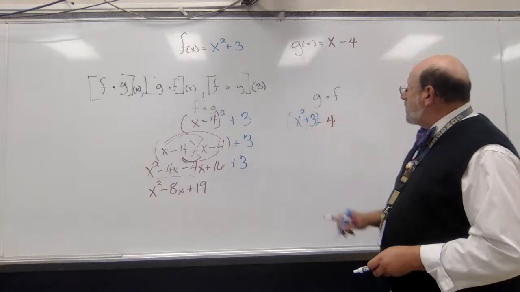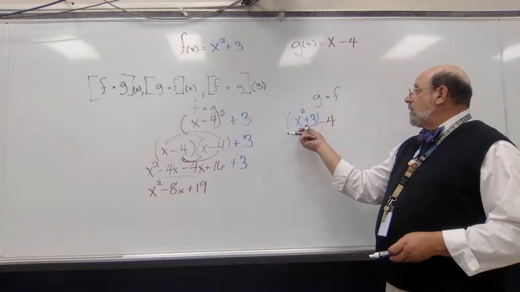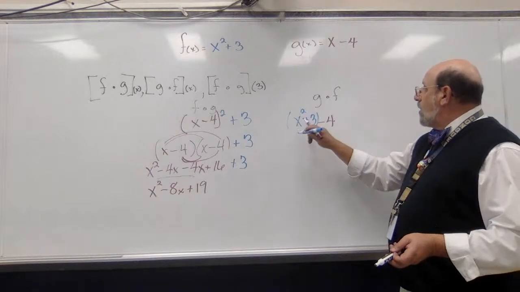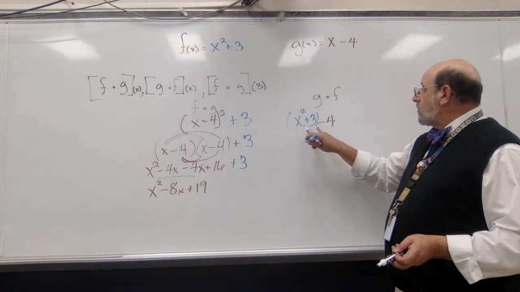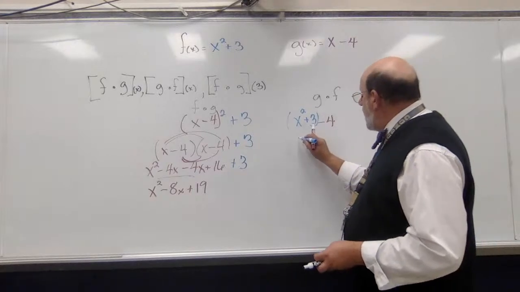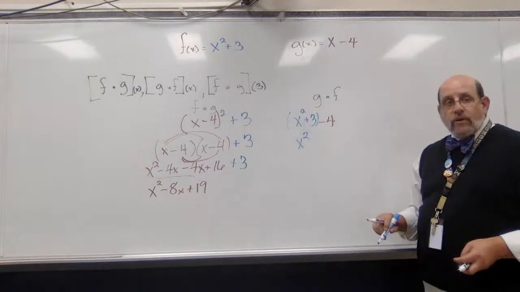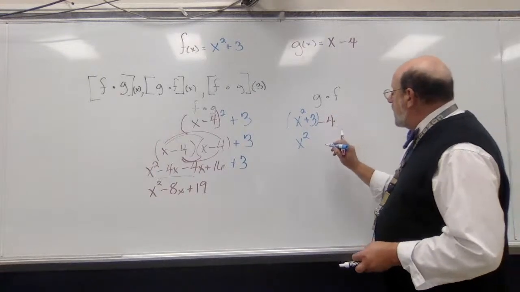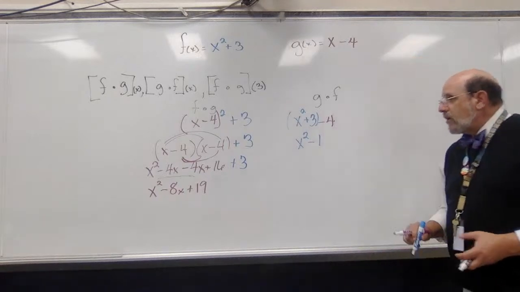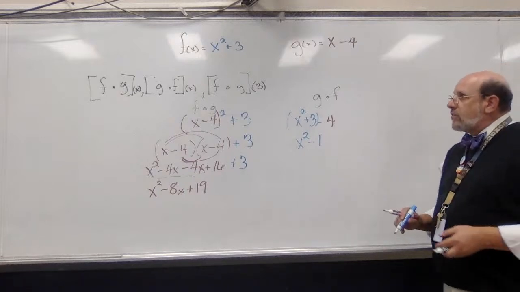Can I put it in parentheses? Sure. Do I have to do anything with it? No. This squared is inside here. It only refers to the x. We're good to go. Do I have like terms? Plus 3 and minus 4. So let's just go ahead and write it. x squared. Can't combine it with anything else because there are no other x squared terms. Plus 3 minus 4 ends up being x squared minus 1. And we're done. Those are our two compositions.